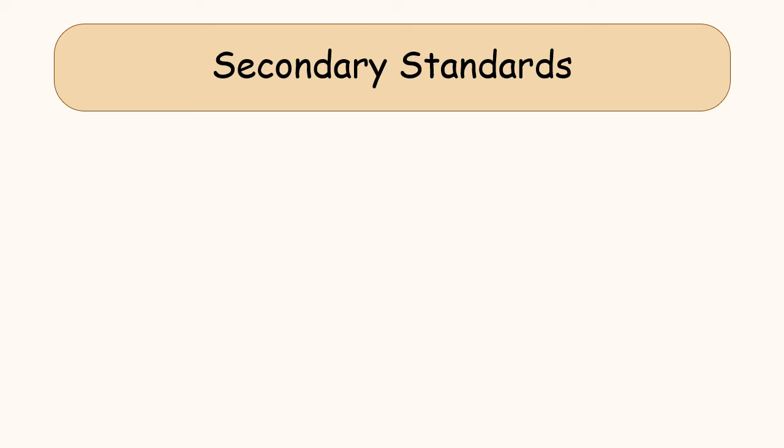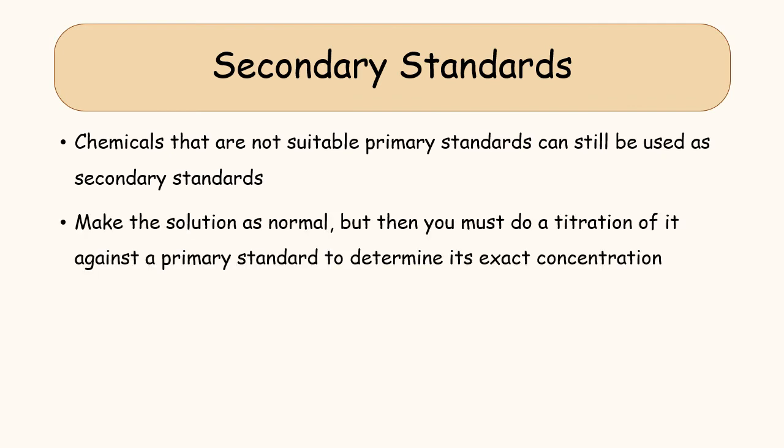Now, anything that is not a suitable primary standard can still be made up in a volumetric flask, but we will consider it a secondary standard, and something that we will actually need to prove its exact concentration. So you make this solution as normal, but you then need to do a titration of that chemical against a primary standard to determine its exact concentration, and then you can use it knowing what its exact concentration is.